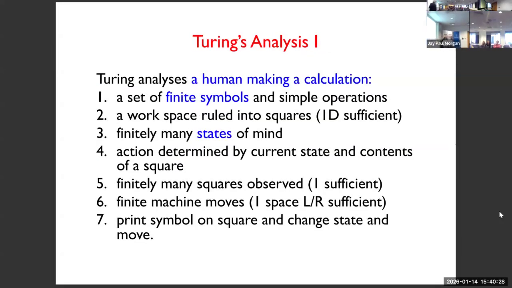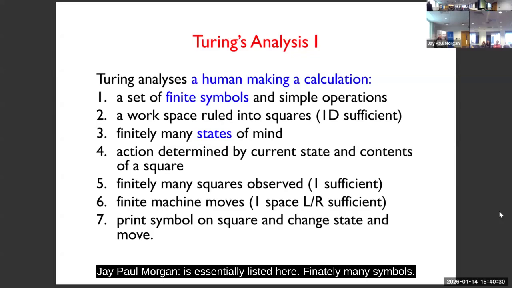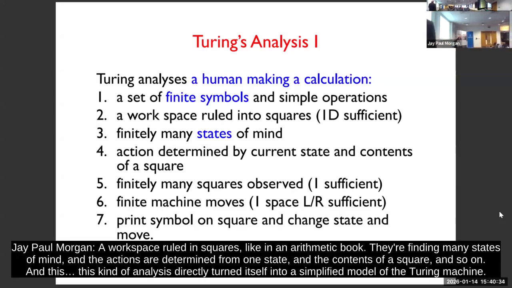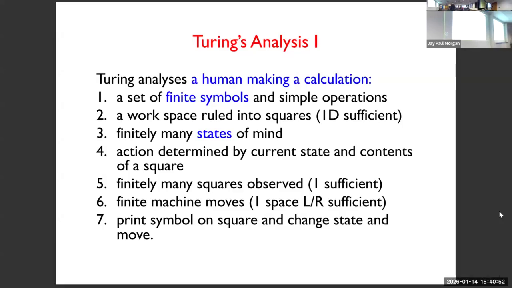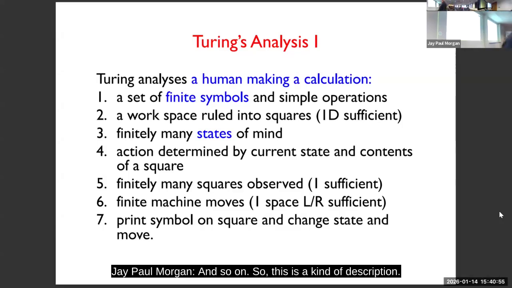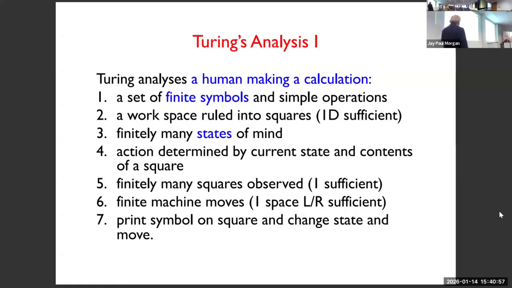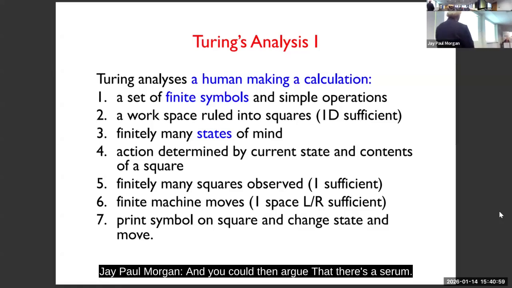Now, Turing's analysis, if you pluck it out from the paper, is essentially listed here. Finitely many symbols, a workspace ruled into squares like in an arithmetic book. There are finitely many states of mind, and the actions are determined from one state and the contents of a square and so on. And this kind of analysis directly turned itself into the simplified model of the Turing machine. So this is a kind of description.